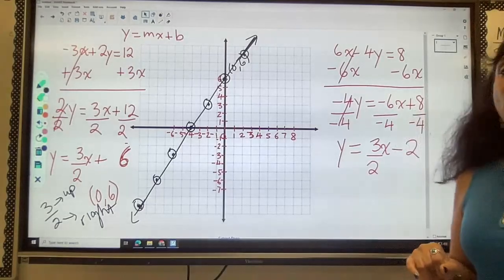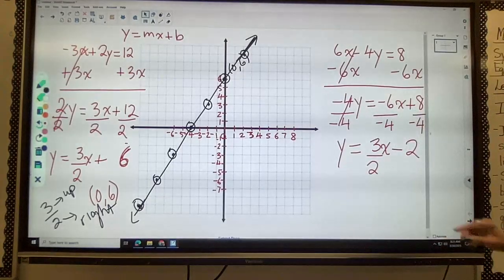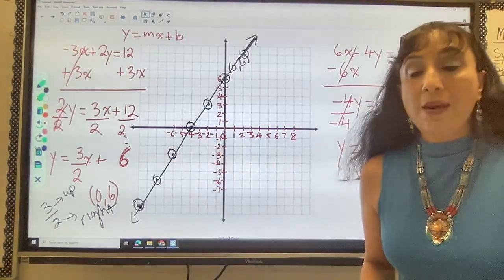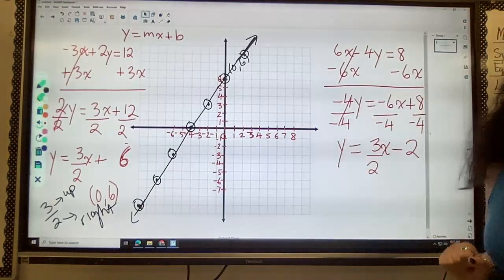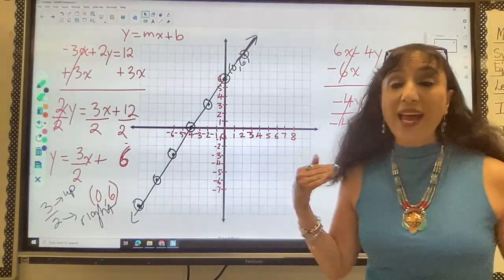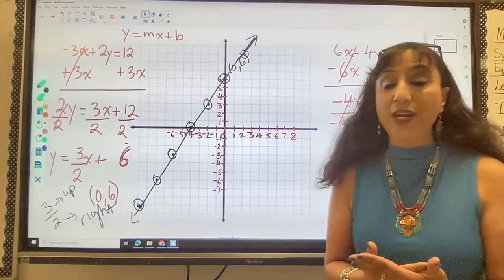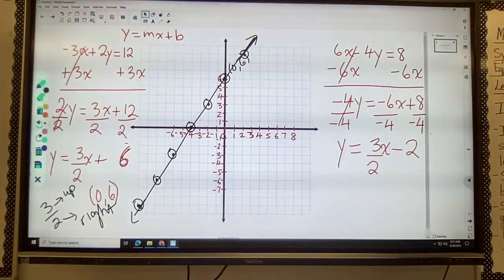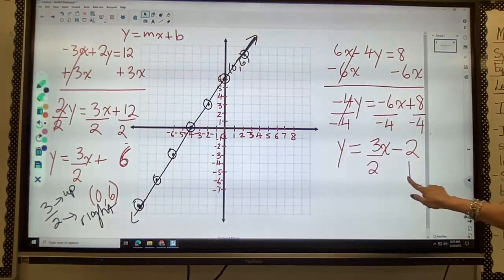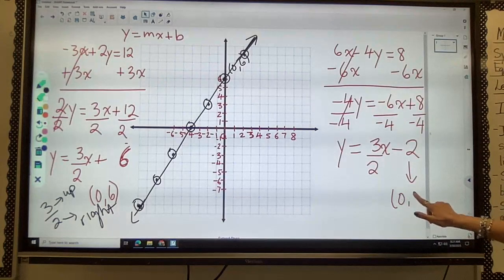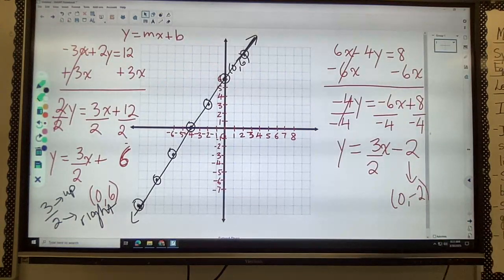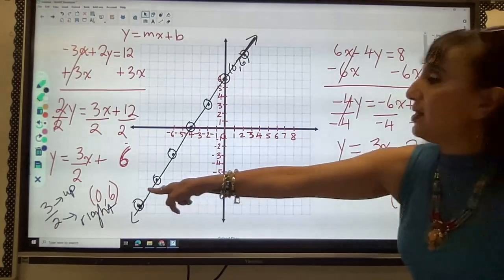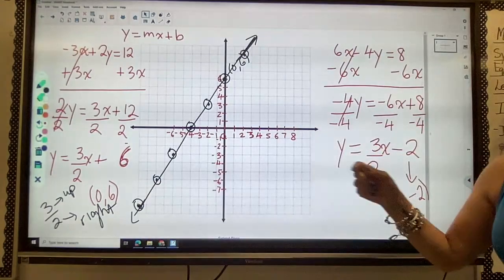Okay, now let's look. My slope is exactly the same, and my y-intercept is different. So just looking at that, I know that these are going to be parallel lines. Okay, so this means my ordered pair is 0, negative 2. That's where the y-intercept is. And then the slope is the same as that, 3 up and 2 right.